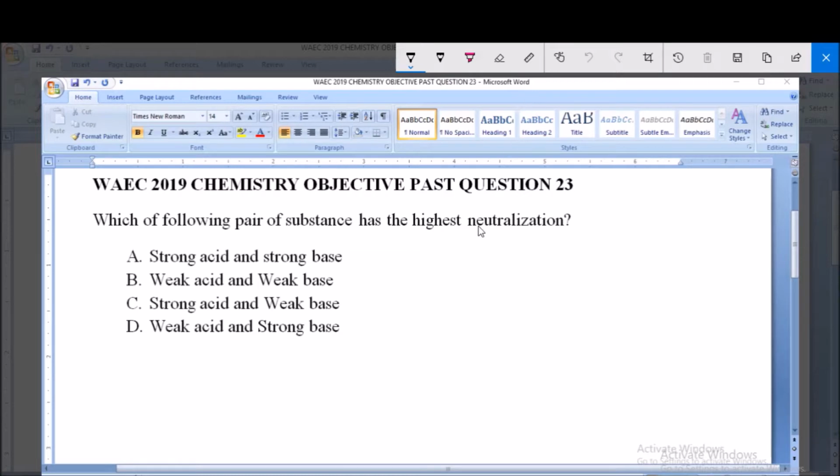Now, first things first, what is a neutralization reaction? A neutralization reaction is the reaction between an acid and a base to yield a salt and water.